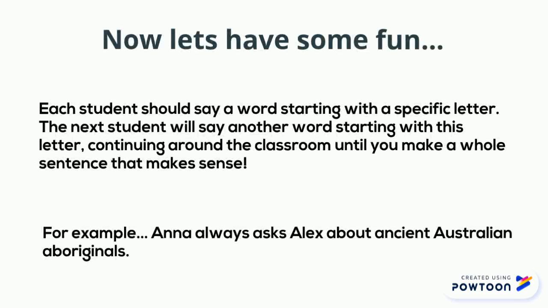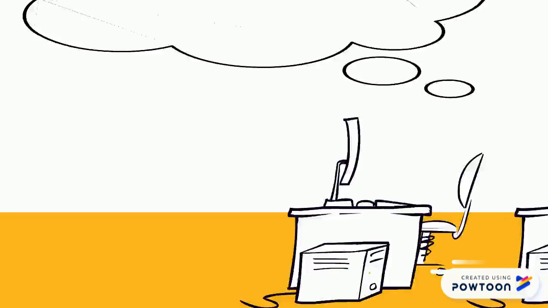To practice alliteration, as a class, we are going to create a sentence with every word starting with the same letter. For example, the letter may be A, and the first student will say Anna, the second will say always, and then we'll go around the room until it completes the sentence. Anna always asks Alex about ancient Australian Aboriginals.